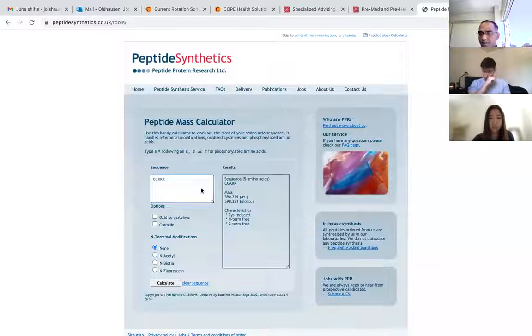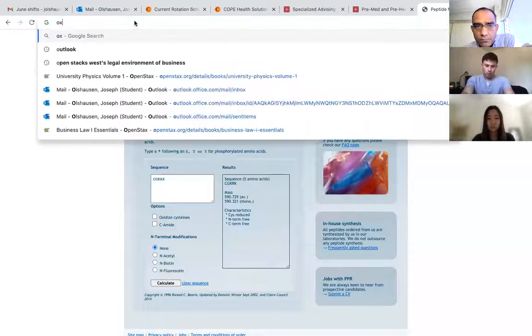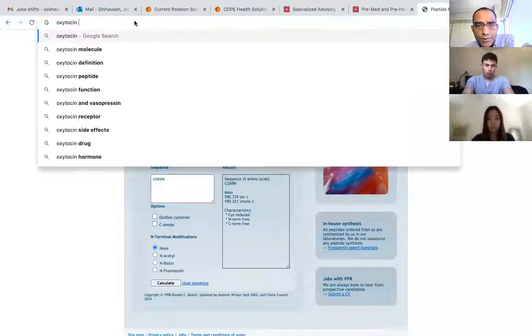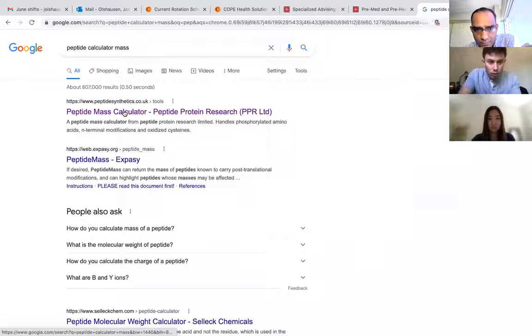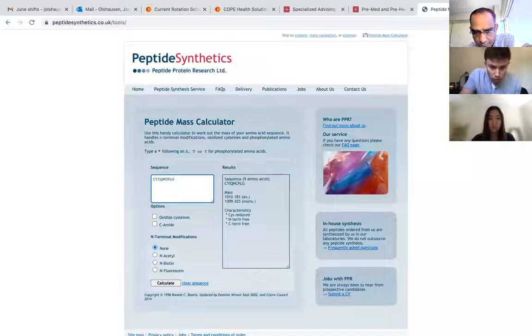Okay, so I told you yesterday go to Google and check the sequence of the oxytocin. Oxytocin sequence. Copy this. Go to peptide mass calculator. Put this here. If I say you to make 0.2 millimole of oxytocin, how much oxytocin you will make? Yeah, 0.2. Show me the calculation. Go to the Excel and do the calculations.